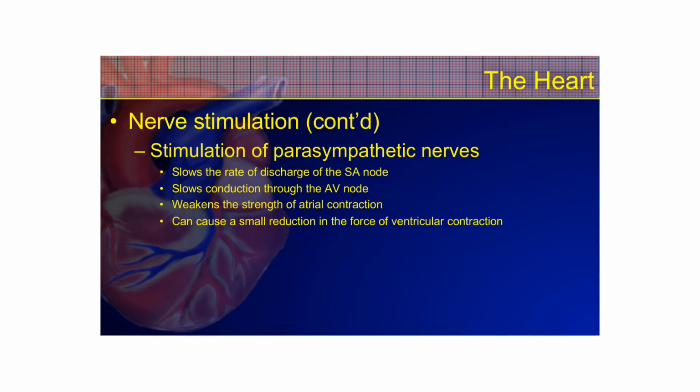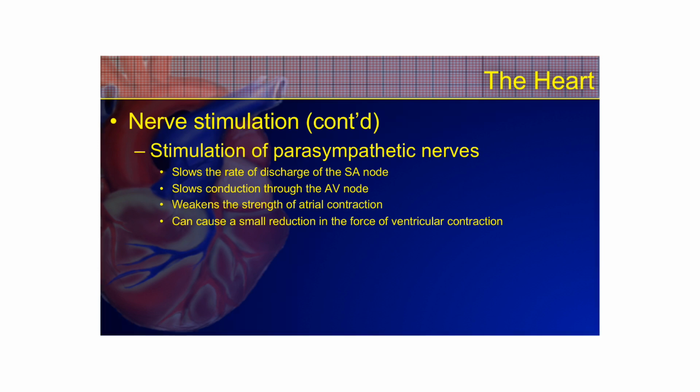And then the other part of your autonomic nervous system is your parasympathetic nervous system. It slows the rate of discharge of the SA node. Remember that the vagus nerve is going to innervate the SA node, the atria. It's very much involved in your atrial conduction. Okay, so that's why parasympathetic blockers will help with atrial bradycardias.